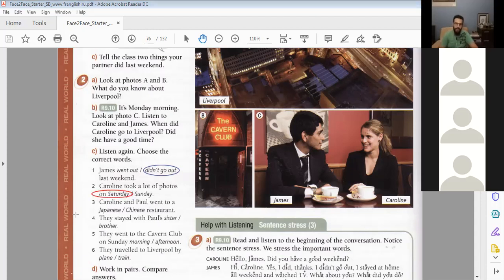Okay, number 3, Caroline and Paul went to a Japanese or Chinese restaurant. Chinese restaurant. Okay. And number 4, they stayed with Paul's sister. With Paul's sister. Okay. And number 5, they went to the Cavern Club on Sunday morning or afternoon? Afternoon. Okay.